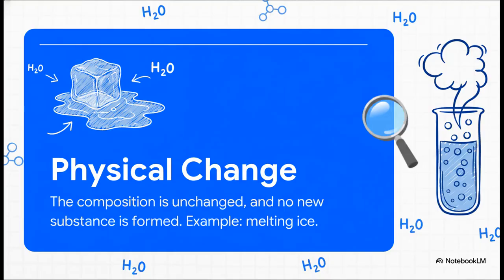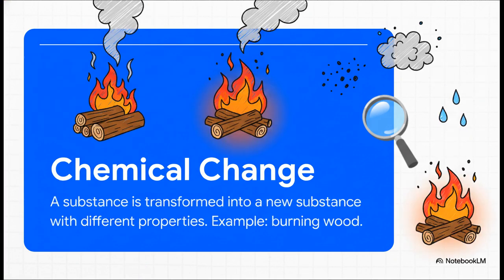Okay, so a physical change, think of it like a change of costume. It might look different, but it's the same stuff underneath. Ice, water, steam, it's all just H2O, right? It just changed its outfit from solid to liquid to gas. Nothing new was actually made. But a chemical change? Whoa, that's a total transformation. When you burn wood, you don't just get hot wood. The wood is gone. It's been turned into totally new things. Ash, smoke, carbon dioxide. A brand new substance has been formed.